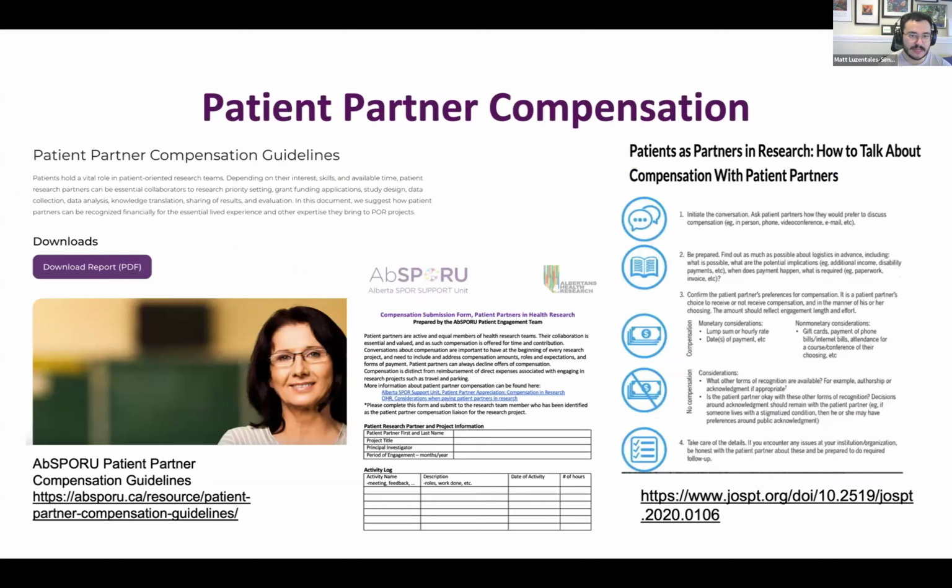Patient partner compensations, as I mentioned, we do have compensation guidelines that are on the AbSPORU website, and I'm sure they'll be shared in an email after this session. And there are also some great resources, great gray literature and manuscripts describing how to work with patient research partners and how to talk with patient research partners about adequate and fair compensation given their specific lived experience.